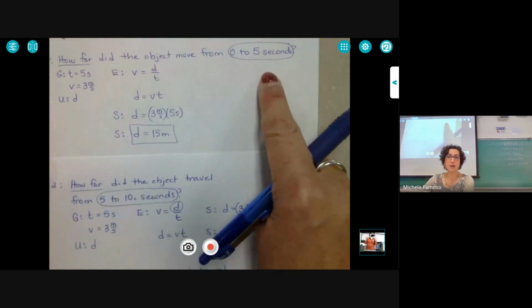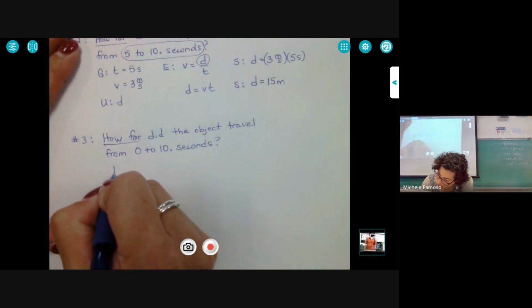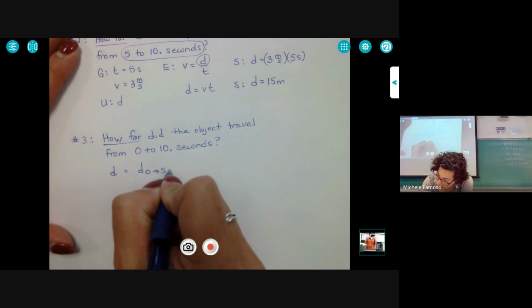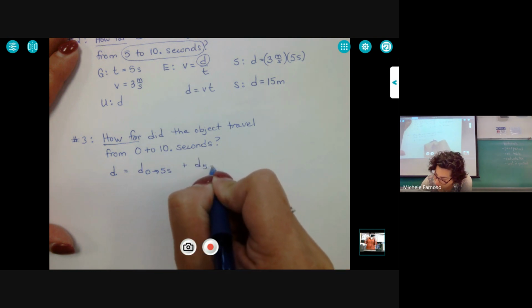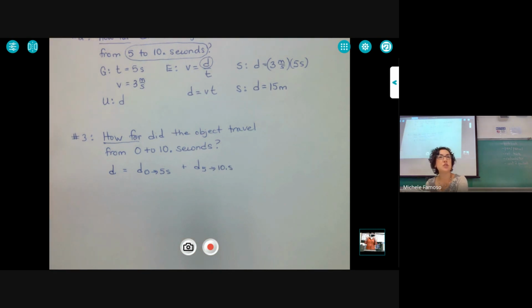We found it here and we found it here. So what am I going to do to get my final answer? Add them up. So the distance would be the distance from 0 to 5 seconds plus the distance from 5 to 10 seconds. That's what we have to do, we have to just add those amounts, because using the equation we have only works for one line segment on a graph, not for two. Means you got to find them for each time period and then add them.